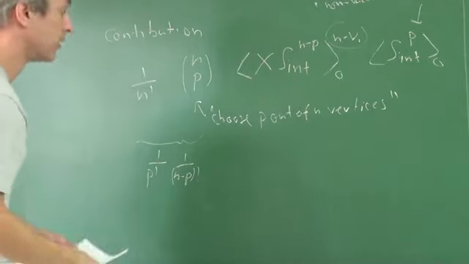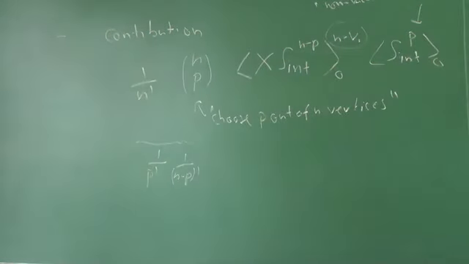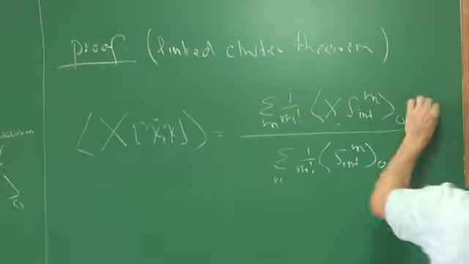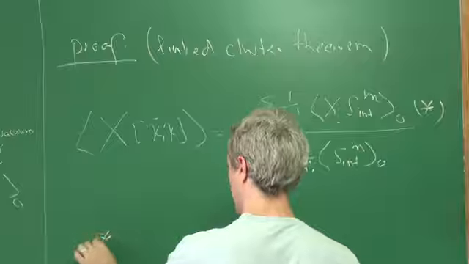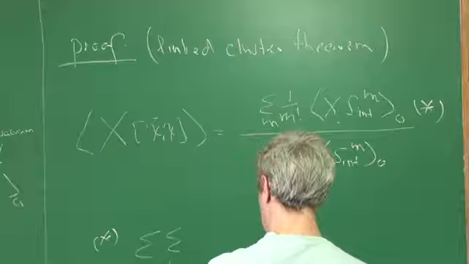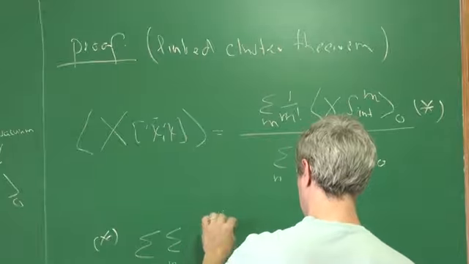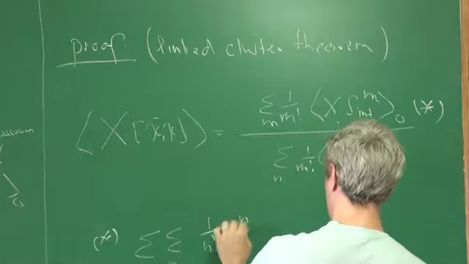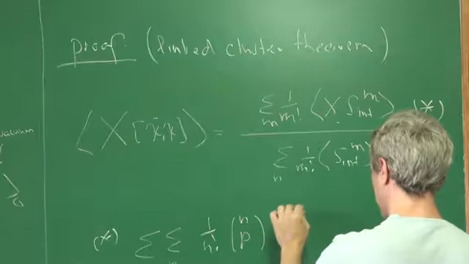Okay, so if I just do this here, the numerator is just given by a sum over n, sum over p. And we said, okay, I probably did it in too much detail, but just have it done once.